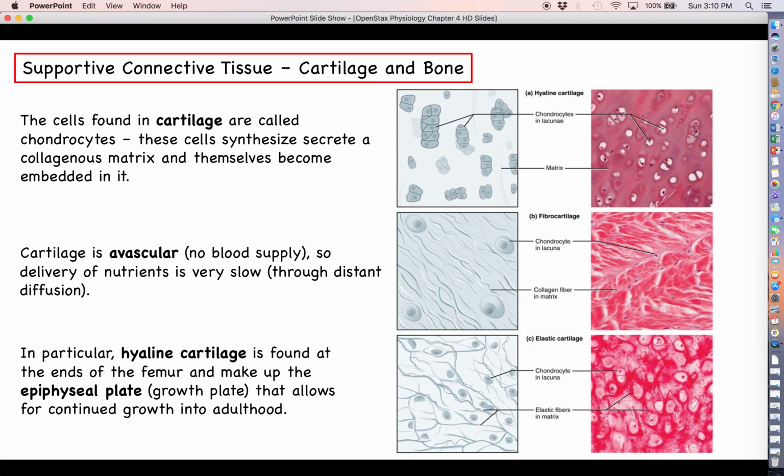Hyaline cartilage, which I was referencing earlier when I was talking about bone formation, is found at the ends of long bones like the femur and makes up your growth plate, or epiphyseal plate, that allows for the continued growth of the long bones leading into adulthood. Now, all of us probably listening to this lecture are well into adulthood. Our epiphyseal plates have closed, so this is kind of a moot discussion for us at this point.